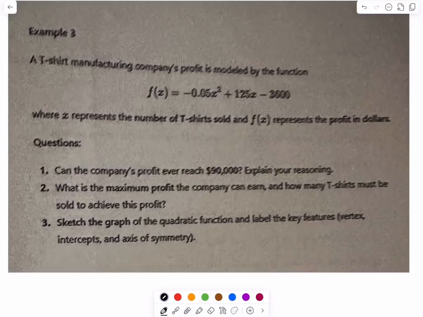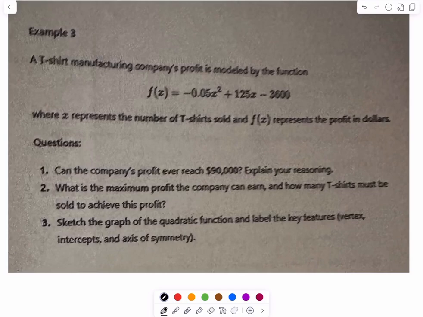A few questions. 1, can the company's profit ever reach 90,000? Explain your reasoning. 2, what is the maximum profit the company can earn and how many t-shirts must be sold to achieve this profit? And then 3, sketch the graph of the quadratic function and label the key features: the vertex, intercepts, and axis of symmetry. Okay. So can the company's profit ever reach 90,000?